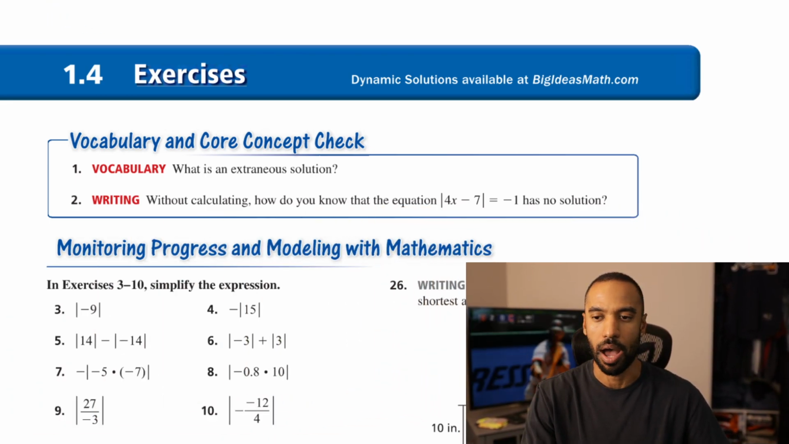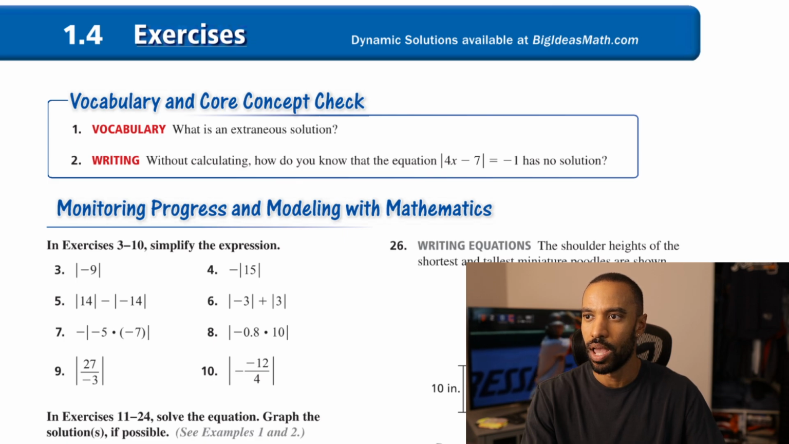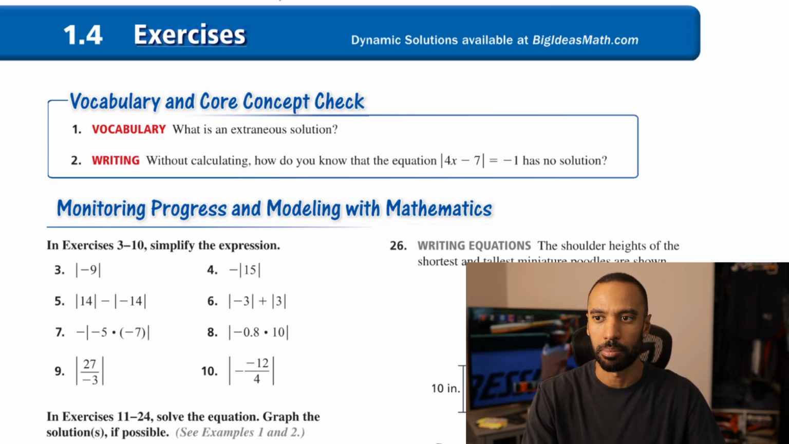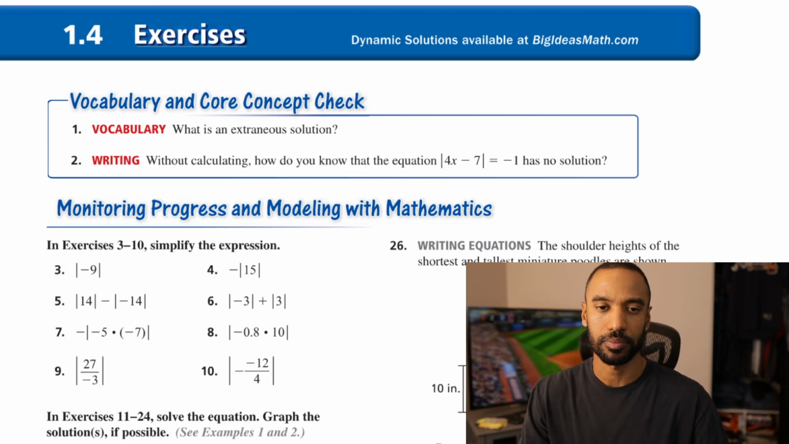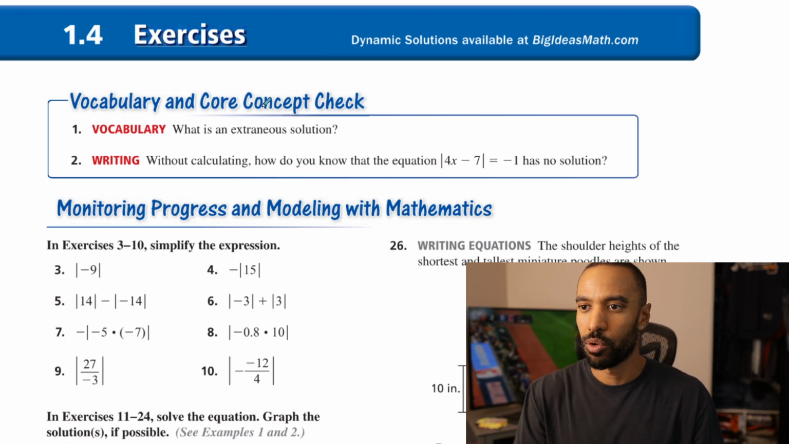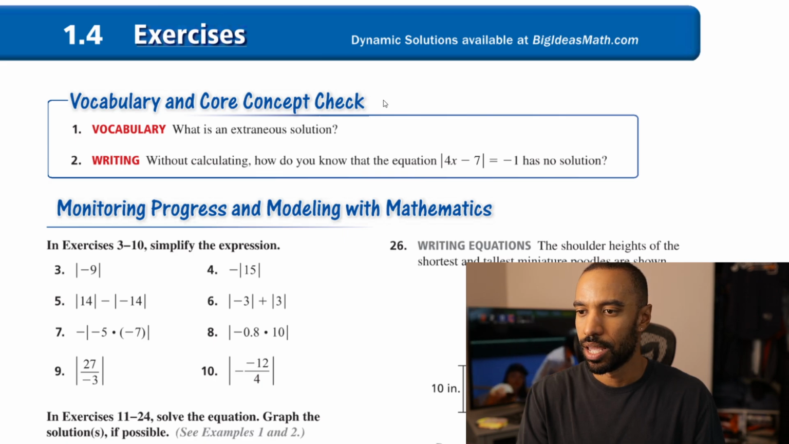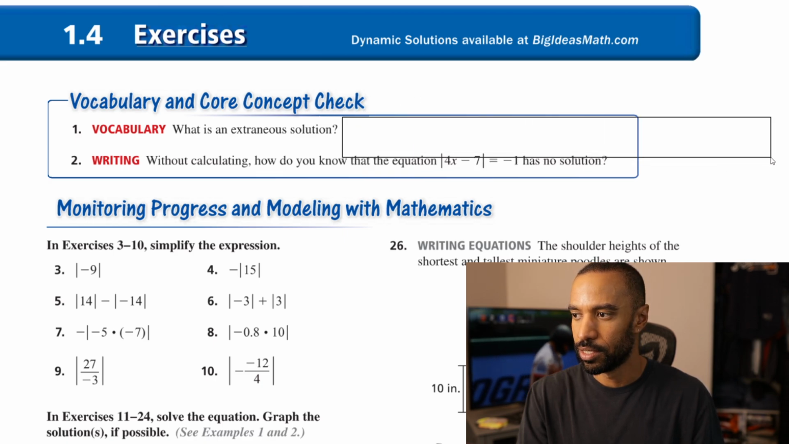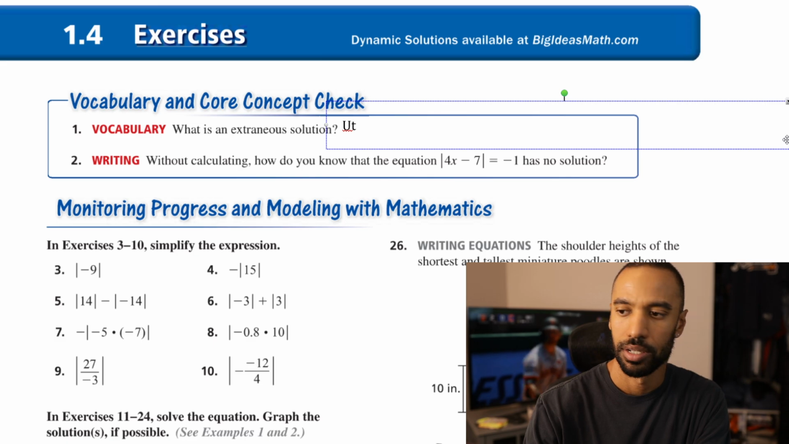We're going to jump into the problem set starting with numbers 1 and 2, and then we're diving into a total of 61 problems. Well, we go up to problem number 61. So number 1 on vocabulary, what is an extraneous solution? It's a solution that we obtain throughout the equation.